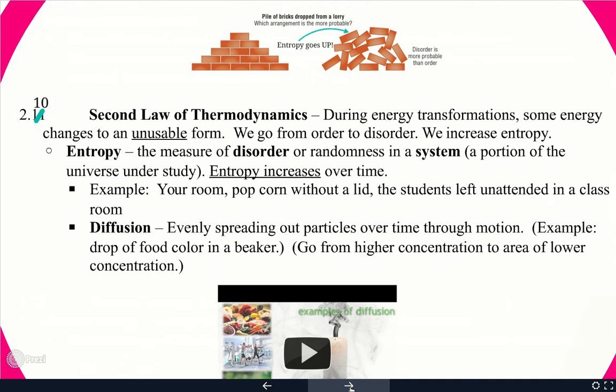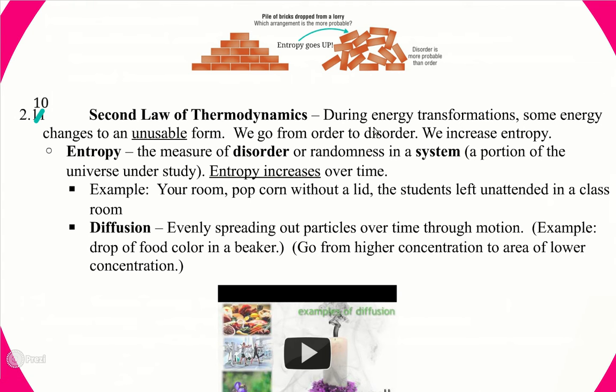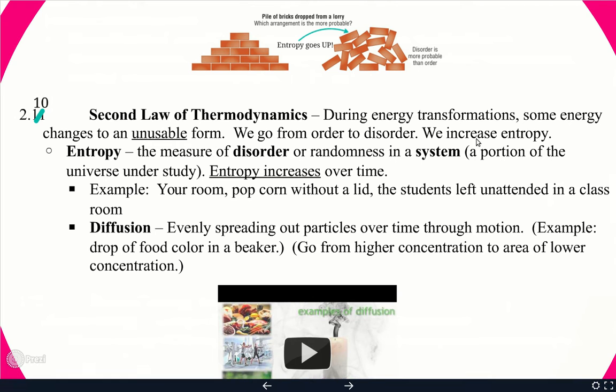But now we're into the second law of thermodynamics. During energy transformations, when we're changing it, some energy changes to an unusable form. Unusable. We go from order to disorder, just like my current living room or your bedroom if you don't spend time working on it. It goes from order to disorder. That's increasing entropy. We're making it messy. Entropy is the measure of disorder or randomness in a system, a portion of the universe under study. So remember, a system is just something you're looking at. Entropy increases over time. If I don't do anything to change it, entropy increases over time.